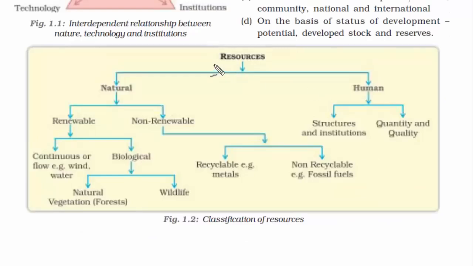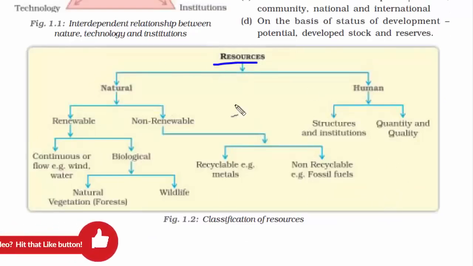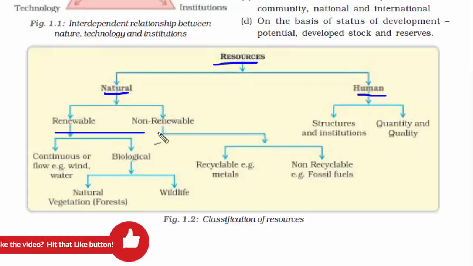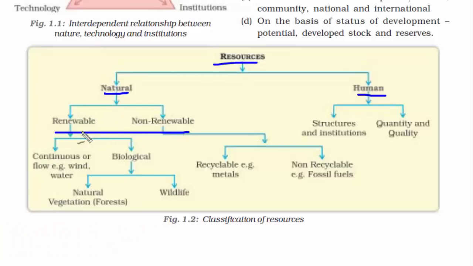So let's quickly go through this small diagram over here where it talks about the classification of resources. Resources are of two types, that is natural and human, man-made. And under natural we have two types again, that is renewable and non-renewable. So renewable is something that can be replenished and non-renewable is the opposite of it.